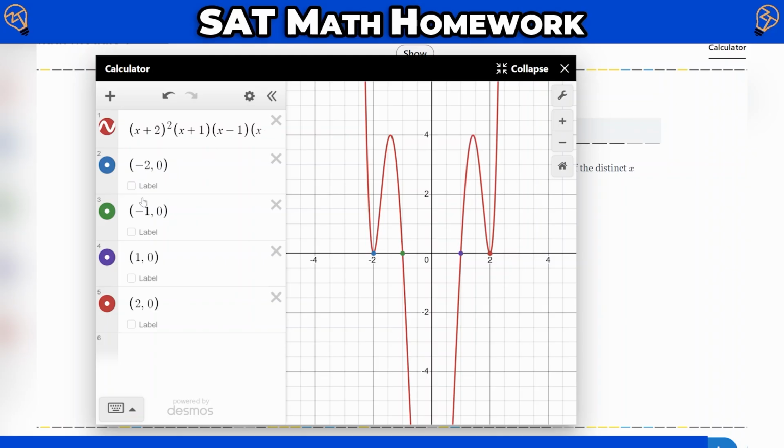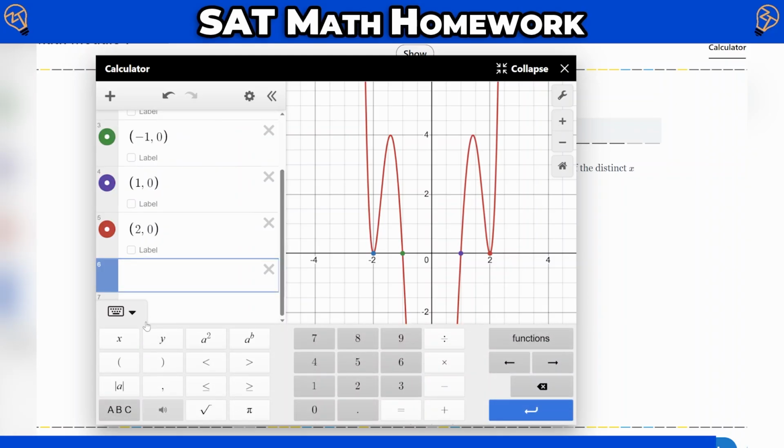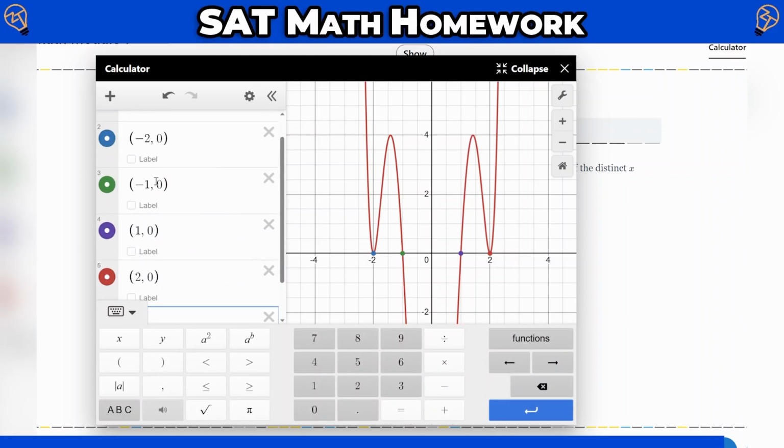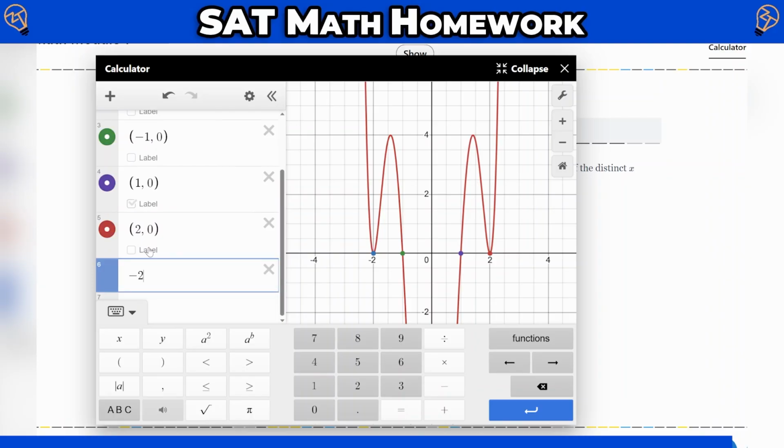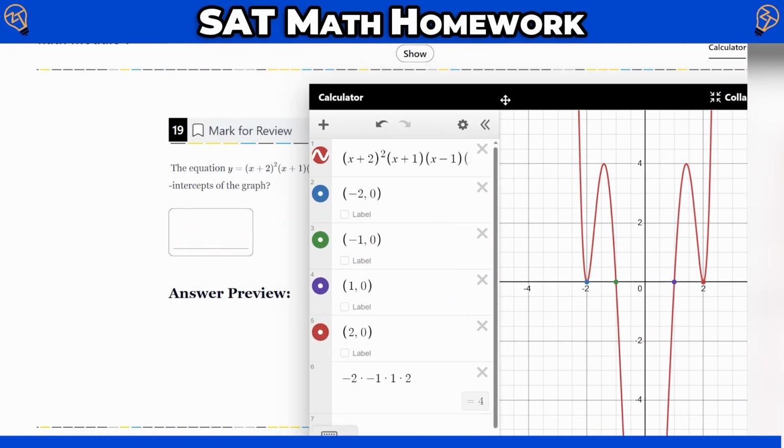All right, so we got all the x-intercepts, and then now, let me zoom out a little bit, and now we're just multiplying all those x-intercepts, and I could actually just come here if I wanted and say, okay, negative 2 times, and I did Shift 8 to be able to do the asterisk symbol, which is multiply, times negative 1 times 1 times 2, and we still get the correct answer, which is 4.